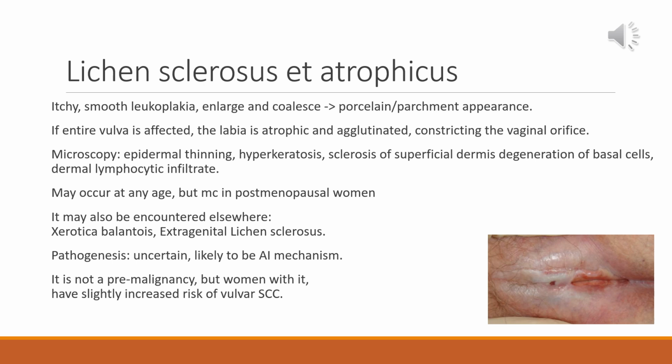When a thing like this occurs on the penis, we call it balanitis xerotica obliterans. If it occurs extragenitally, we'll call it extragenital lichen sclerosus, but it's not so important. It is not pre-malignant, but the same patients who have this are also at higher risk of vulvar SCC.